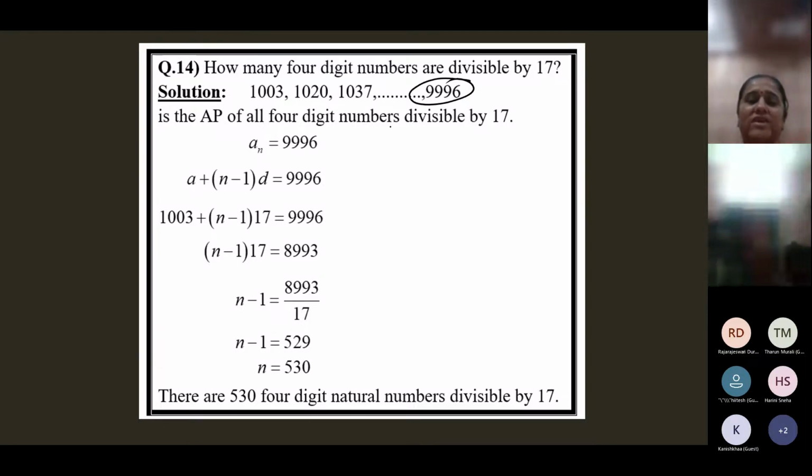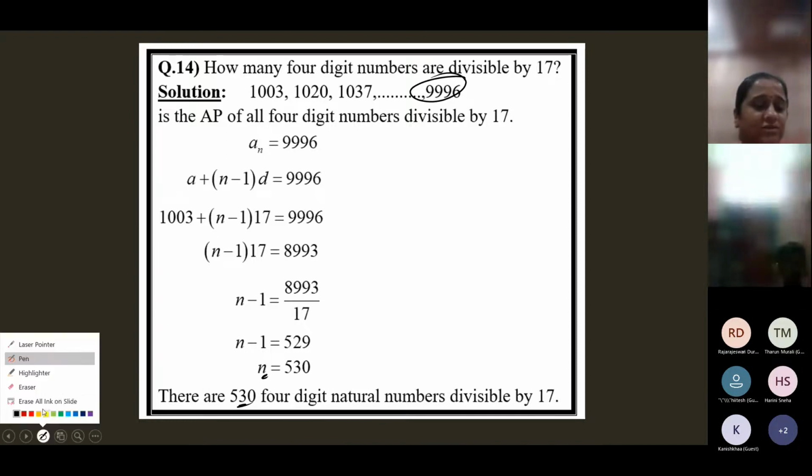AN is equal to this. Always the last number will tell you how many terms are there in the AP. So when you work AN is equal to this, you will get N. And so there are 530 4-digit natural numbers divisible by 17.